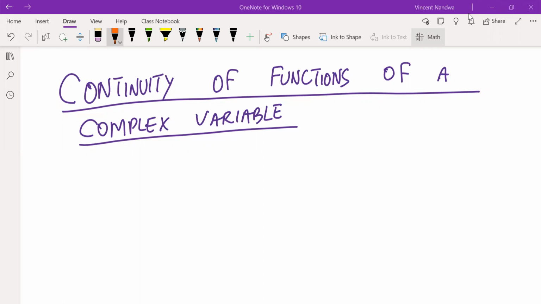This lesson introduced the concept of continuity of a function of a complex variable. Just like in the case of our real valued functions, a function f of z is continuous if it satisfies three properties. So let's give the formal definition.